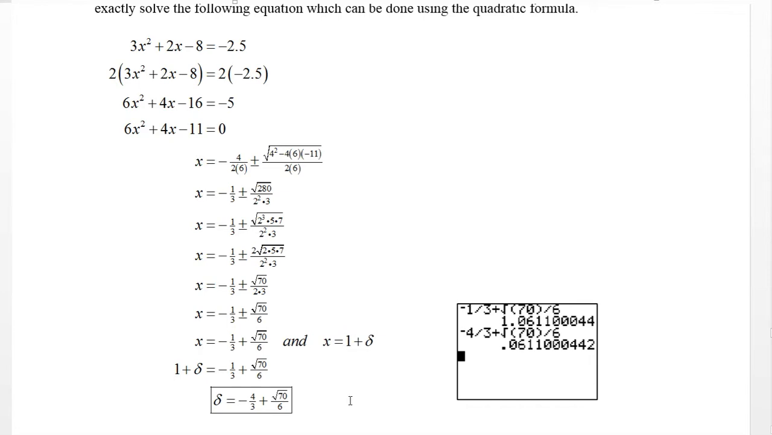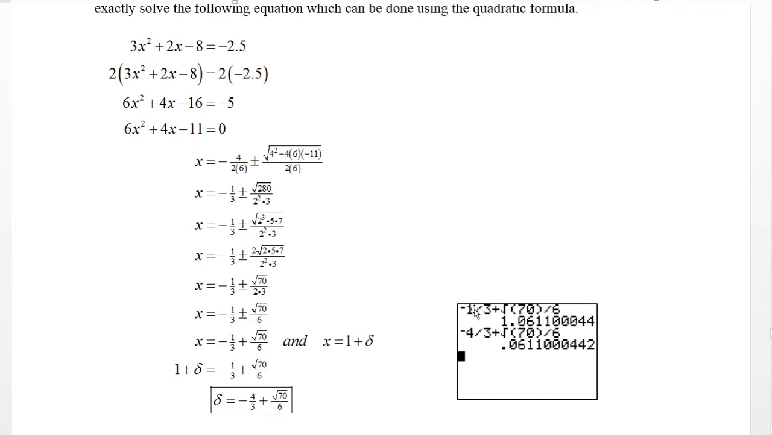That's exactly the largest delta that we can possibly use so that the conditions in the definition of the limit are satisfied. And to see that this agrees with what we did before, notice I did negative 4/3 plus the square root of 70 over 6, and sure enough I got the same value I did earlier for delta.